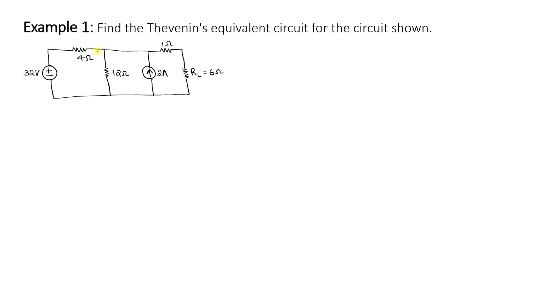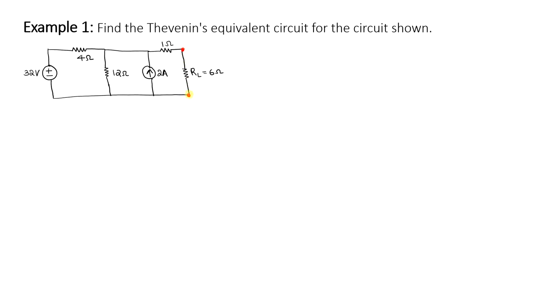So here's an example which says you need to find the Thevenin equivalent circuit for this particular circuit shown. First thing, look at this question. It has only independent sources. 32 volt is an independent source, 2 amps is an independent source. Now to compute the Thevenin voltage, you need to identify the two terminals where the load is connected. So this is where RL is connected. I have identified the two terminals.